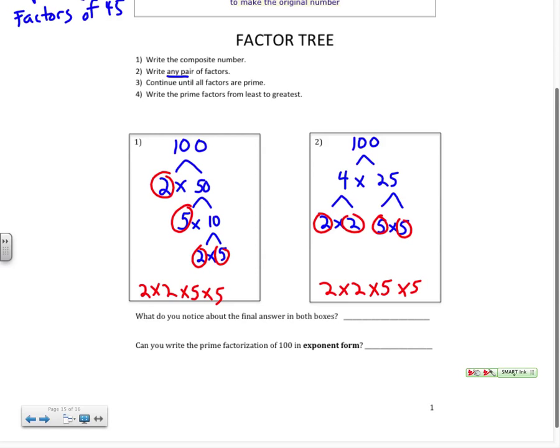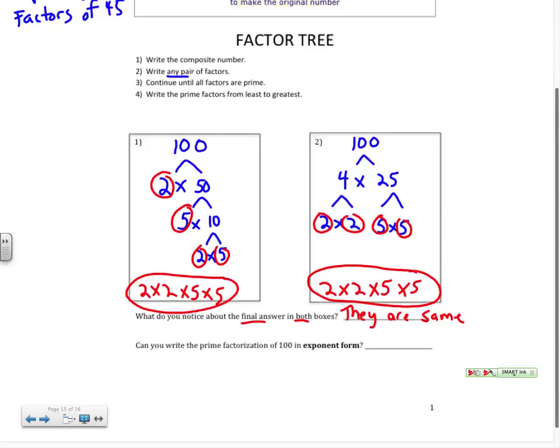Now, what do I notice about my final answer in both boxes? Well, the answers are the same. They are the same. That just means that I can start with any 2 factors, and that composite number will always boil down to the same prime numbers.